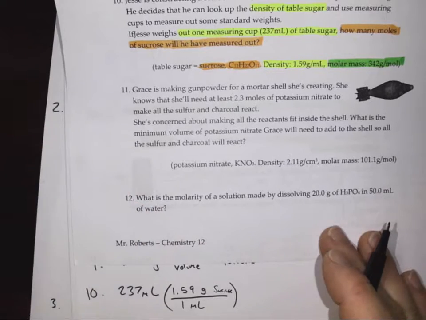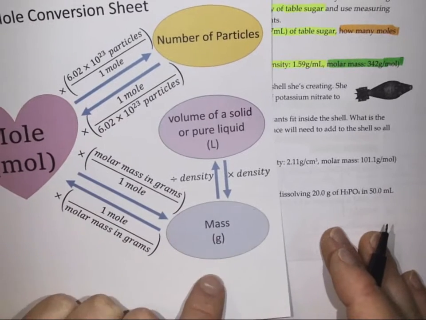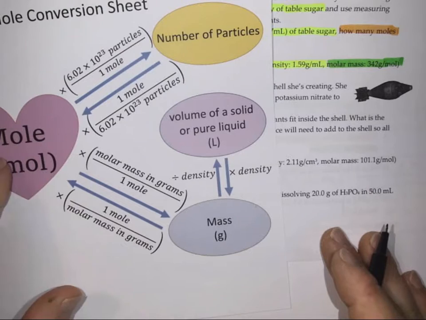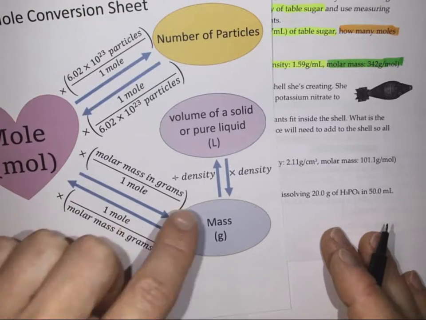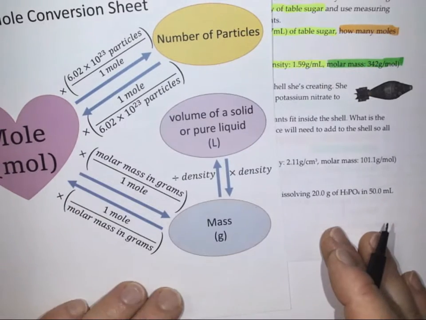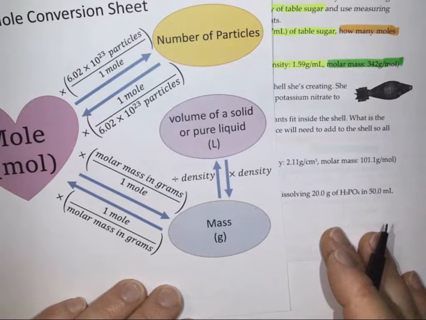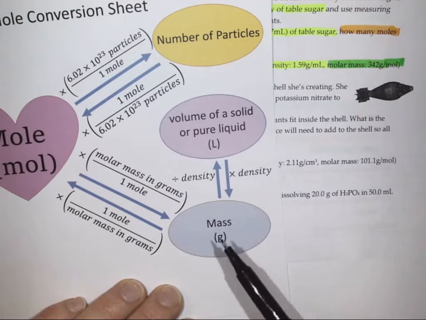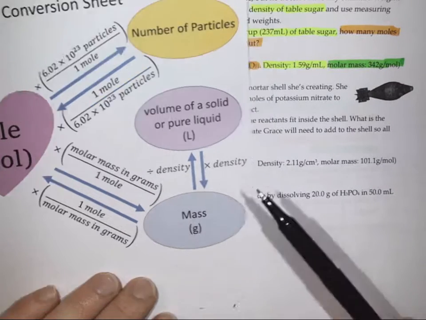Okay. And that's going to give us some mass quantity. Now we need to turn to moles. So we're going to use the conversion factor here, and we're going to use the molar mass that we're given. So we don't have to calculate the molar mass in this case. So it just gives us 342 grams per mole.